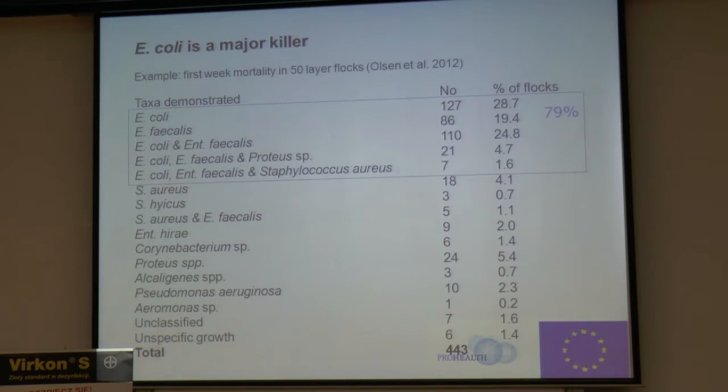Also, just to document the importance of E. coli in another way than Jaakko did, because this is some of our own previous investigations looking at layer birds, but again, it's first week mortality we are looking at here. We published this in 2012, and as you see, E. coli alone or in combination with other pathogens may account for almost 80% of the first week mortality in layer birds. So this is really a substantial amount of the mortality.